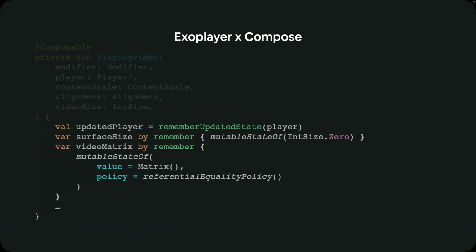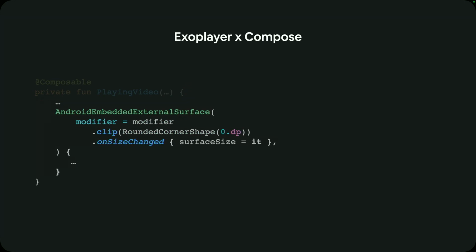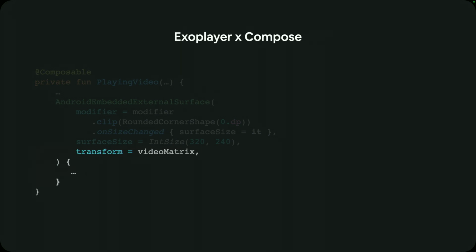I check the surface size. I take my video matrix. And then I use the AndroidEmbeddedExternalSurface composable. This is just a wrapper around the TextureView. With this, I can apply the first modifier, and then here I use a fixed surface size because my videos are relatively small, so this is an optimization. And then I give it the video matrix transformation.